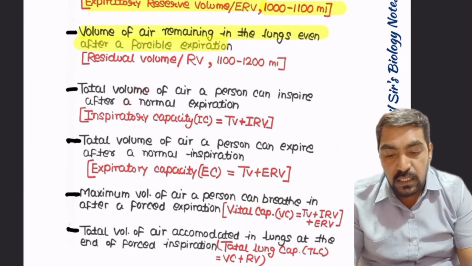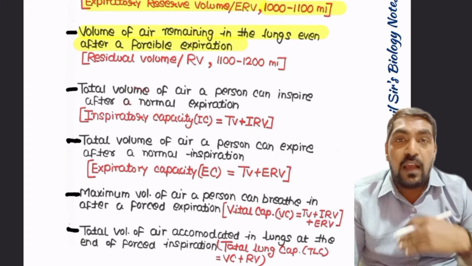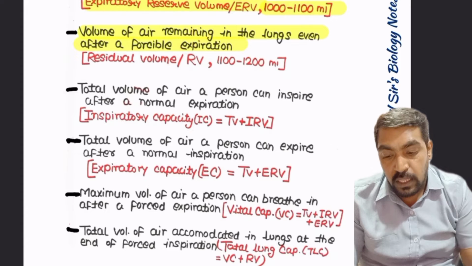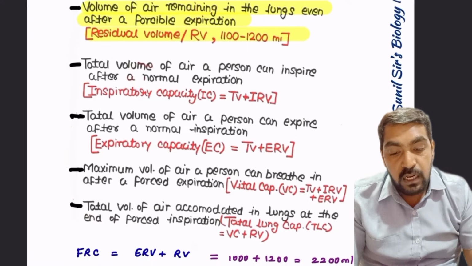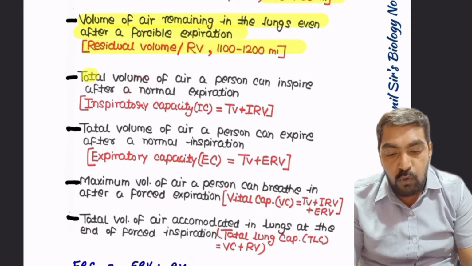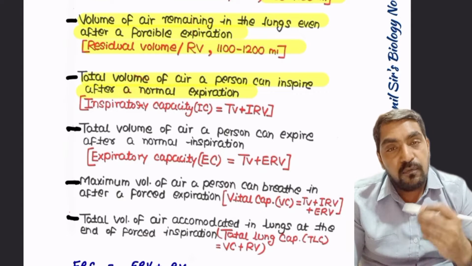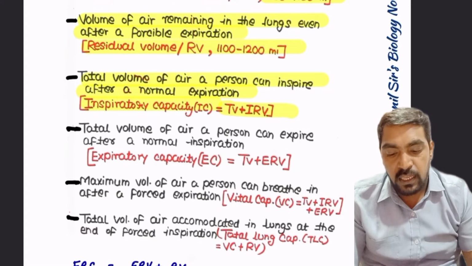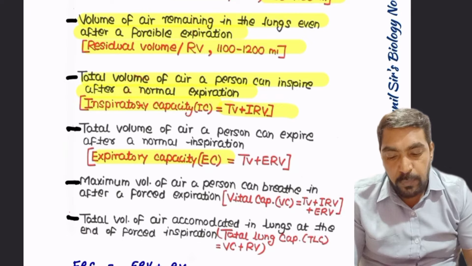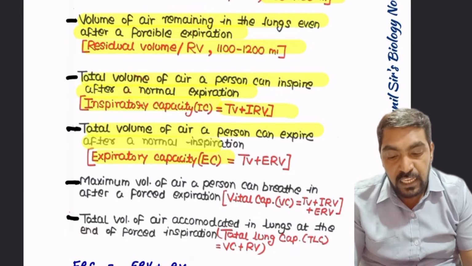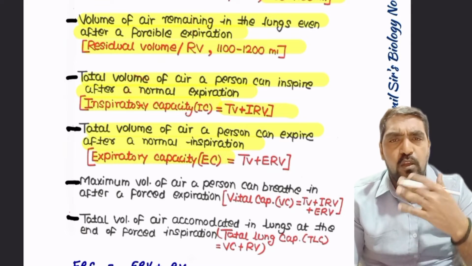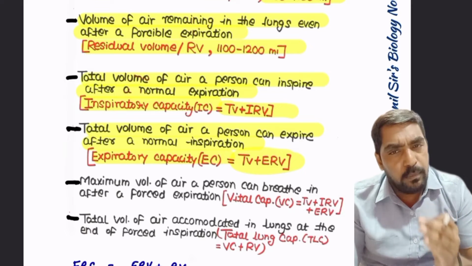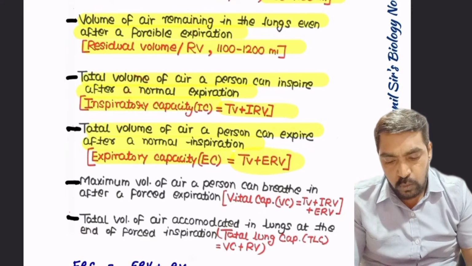Volume of air that remains in the lungs even after forceful expiration, means if I exhale maximum, still some amount of air remains in my lungs, is called residual volume. It is 1100 to 1200 ml. Total volume of air a person can inspire after normal expiration is IC, inspiratory capacity. It is TV plus IRV. What is EC, expiratory capacity? It is the total volume of air a person can expire after normal inspiration. Means normally you have inspired, and the amount of air that you can then expel is TV plus ERV, means normal breathing plus expiratory reserve volume.